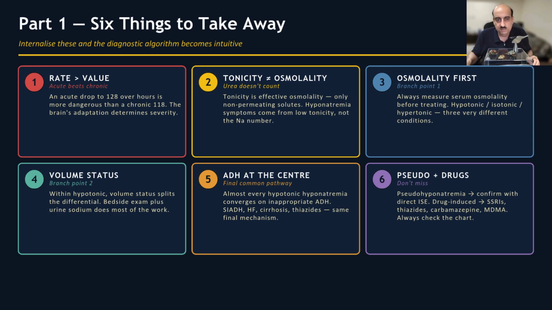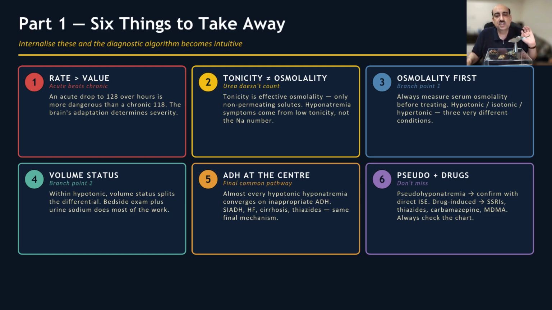So, first of all, the rate of hyponatremia matters more than the absolute value. An acute drop to 128 is more dangerous than a patient with a chronic level of 118. We've already covered this. So, again, this is crucial. Number 2, tonicity and osmolality are not the same thing. The urea raises osmolality without raising tonicity, and that distinction drives every diagnostic decision. So please remember that. Number 3, always measure serum osmolality first.